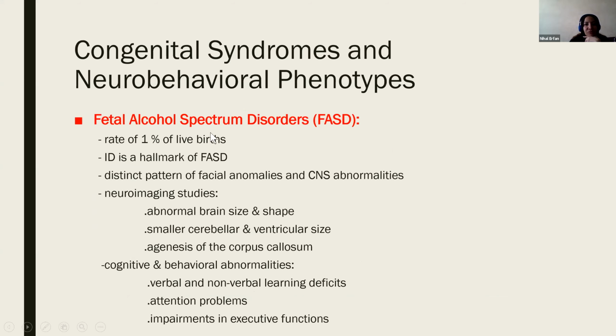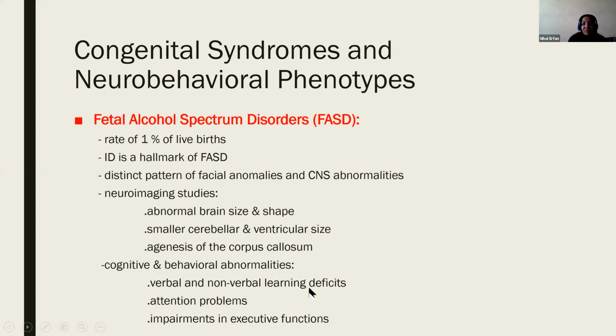Fetal alcohol syndrome or spectrum. Okay, so the rate is about 1% of live births. Intellectual disability is a hallmark. There is a very distinct pattern of facial anomalies and CNS abnormalities. Again, if you're a pediatrician, neurologist, you would see these kids. With neuroimaging, they have an abnormal brain size and shape with the cerebellum and ventricular size. With the corpus callosum, again, developmental problems.